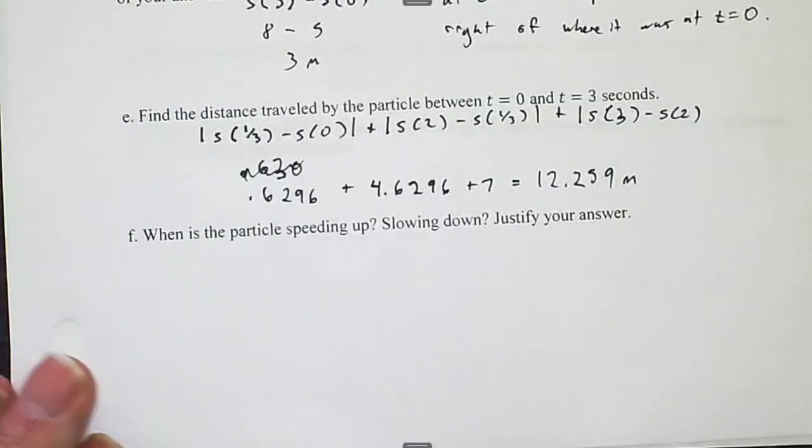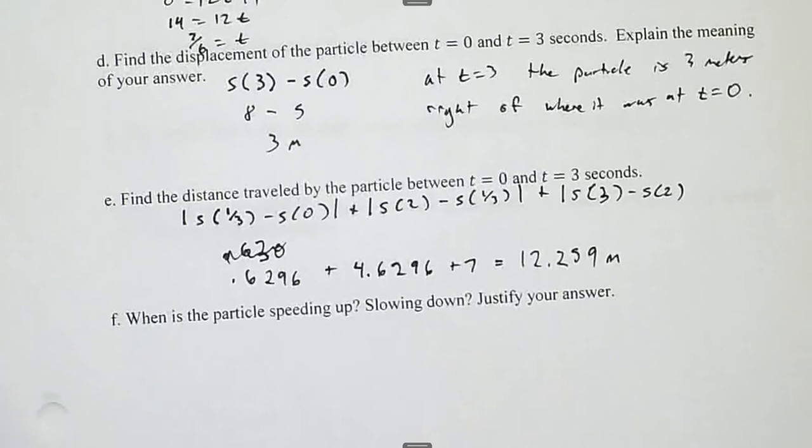All right, when is the particle speeding up and when is it slowing down? Speeding up is a tricky concept. Speeding up means that acceleration and velocity are working together. Again, it's not saying when is the velocity increasing. We already found when the velocity was increasing. We could find when the velocity is increasing. That's simply when acceleration is positive. But when is it speeding up?